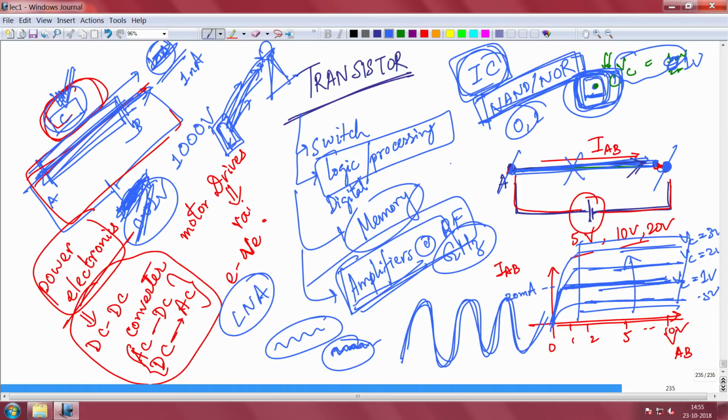It's called an RF transceiver unit, transmitter and receiver. It will transmit and it will receive, so you can use a transistor as an RF transceiver amplifier also. There will be many other elements, but the transistor is the heart of that. So there are many more applications of transistors.